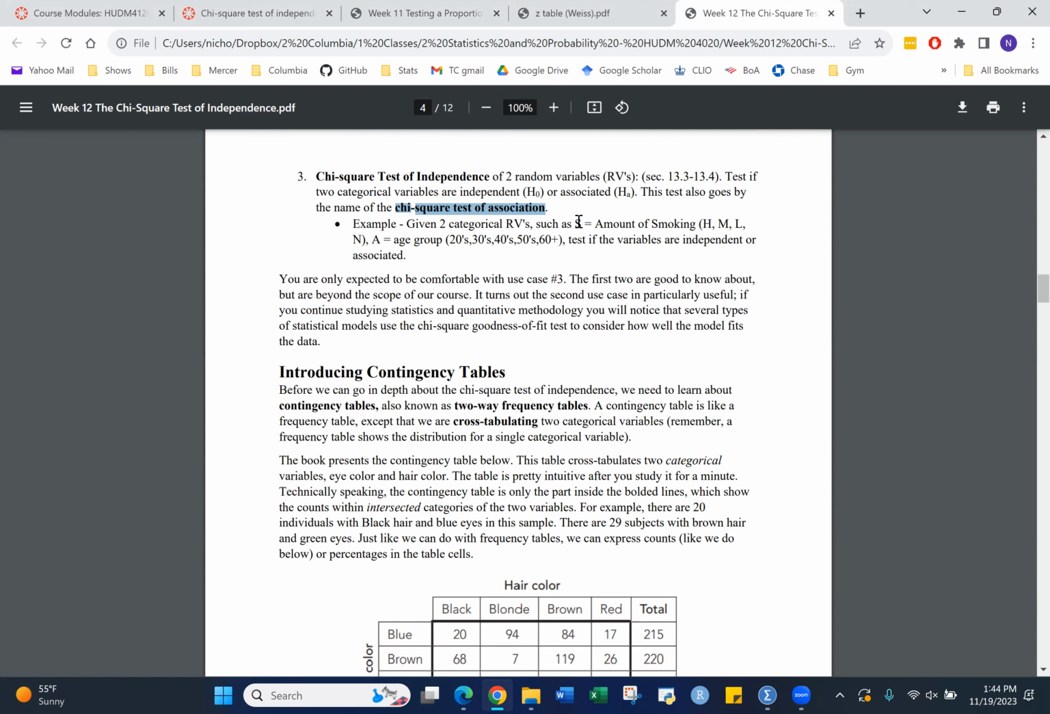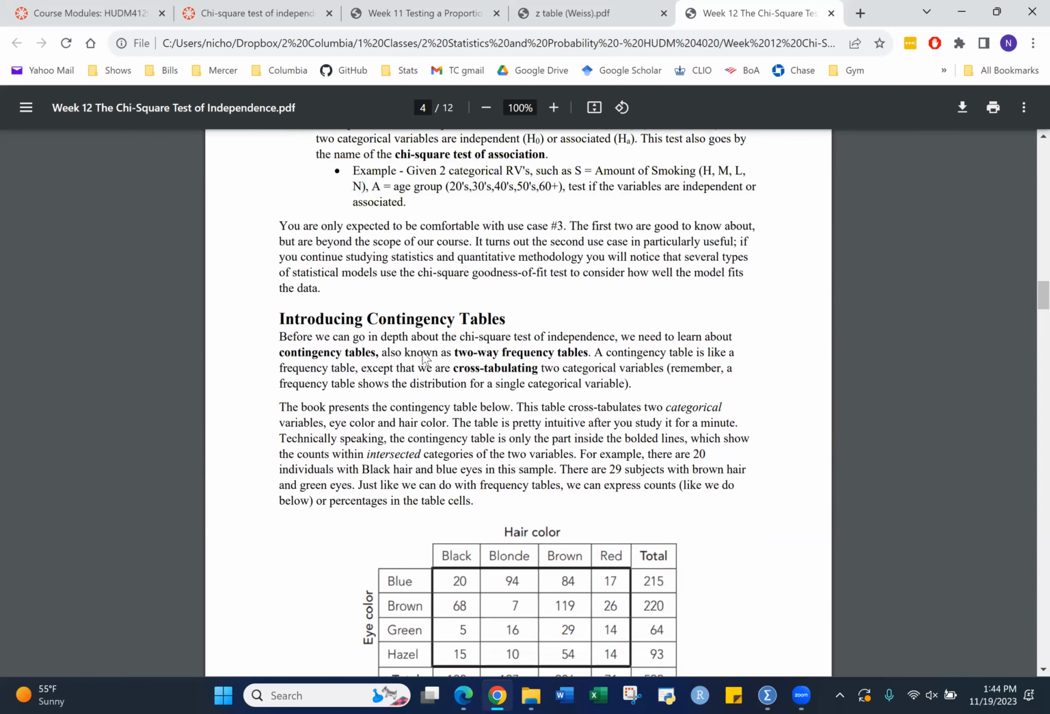Our example here is, let's say we have two categorical random variables, such as the amount of smoking, where you could be high, medium, low, or none, you don't smoke. You could also have age group: 20s, 30s, 40s, 50s, 60s. So you'll notice there are two factors, age and smoking. They're both categorical. What we want to test is whether they're related or correlated, or not. You can imagine this is an extremely useful thing to know about and to use in practice.